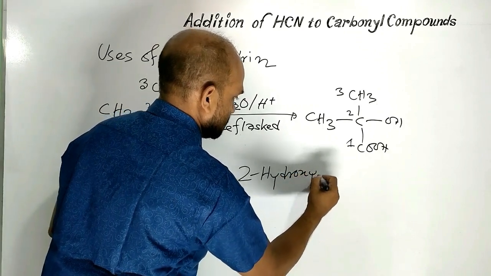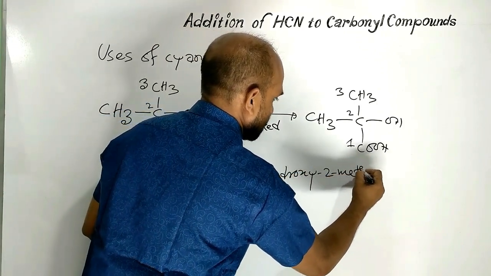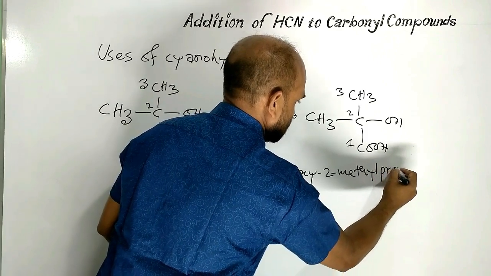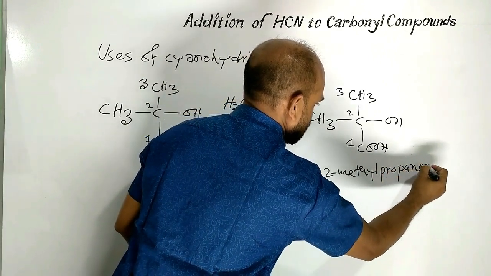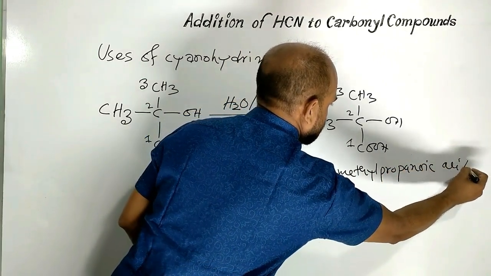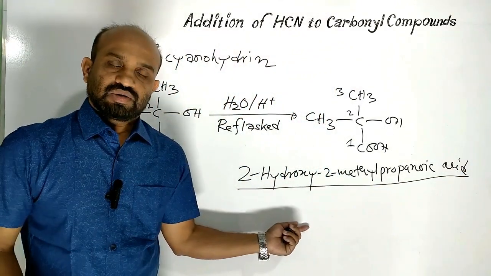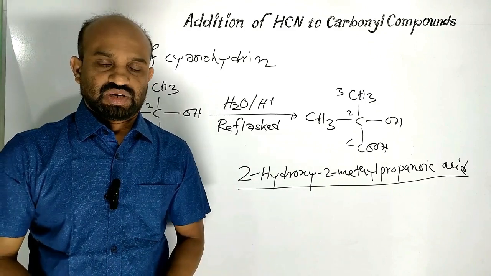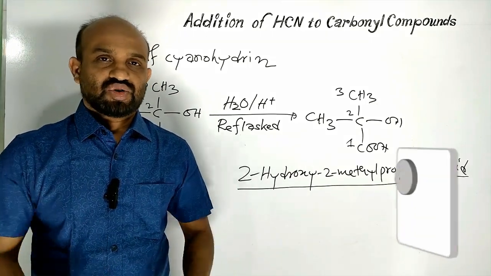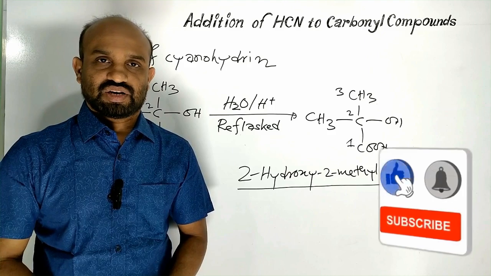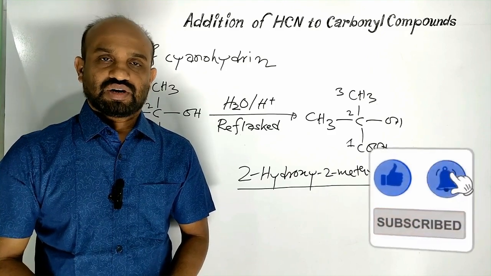2-hydroxy 2-methyl propanoic acid. Just a single word: 2-methyl 2-hydroxy propanoic acid. This is all about addition of hydrocyanic acid to carbonyl compounds.